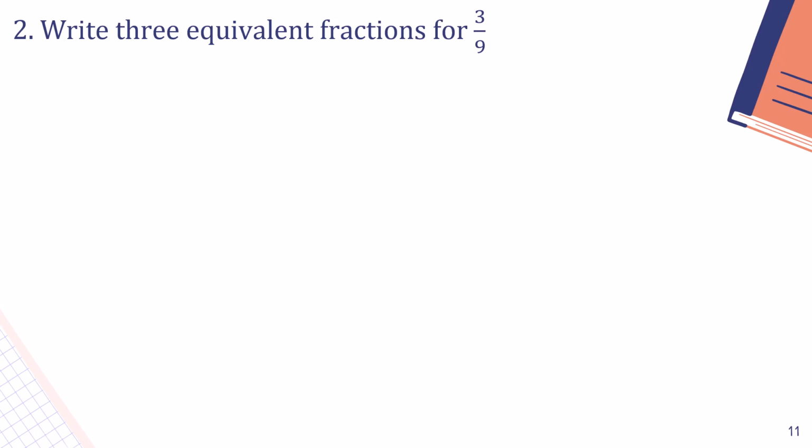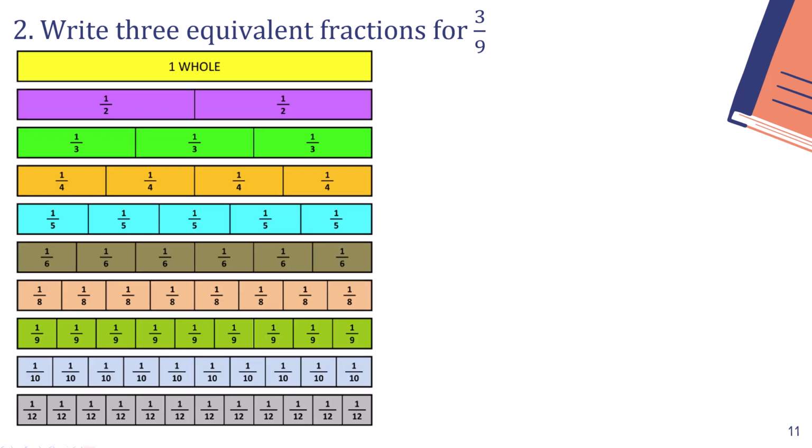Now we're going to write 3 equivalent fractions for 3/9. I found this little graphic online. It's just these fraction strips. At the top we've got one whole, then we've got it broken into two pieces, so pieces of length 1/2, and then 3 pieces, so that's little pieces of 1/3, then 1/4, 1/5, 1/6, then it skips 7th, and we have 8th, 9th, 10th, and then skips 11, and then 12th.